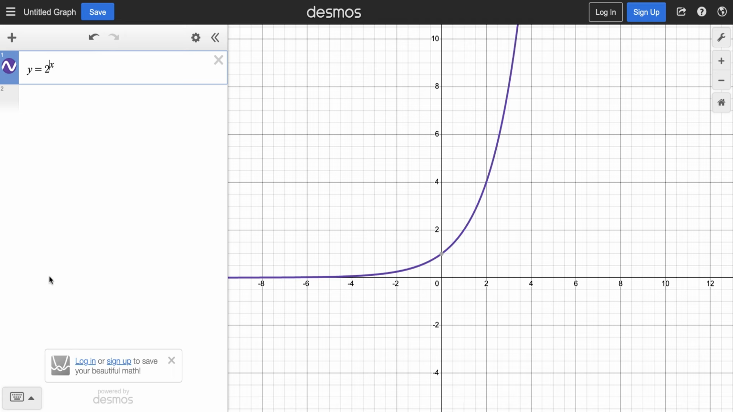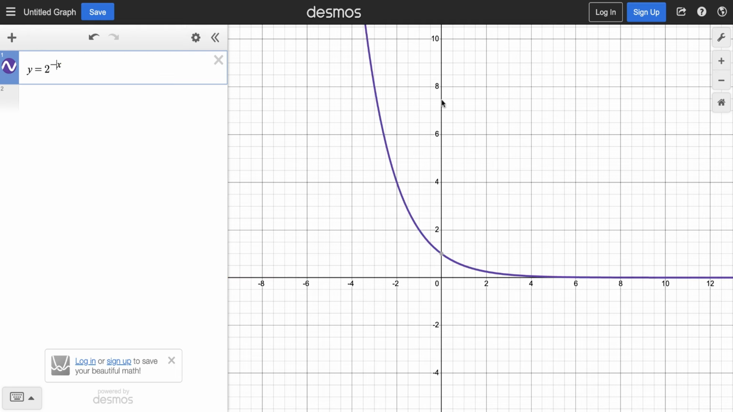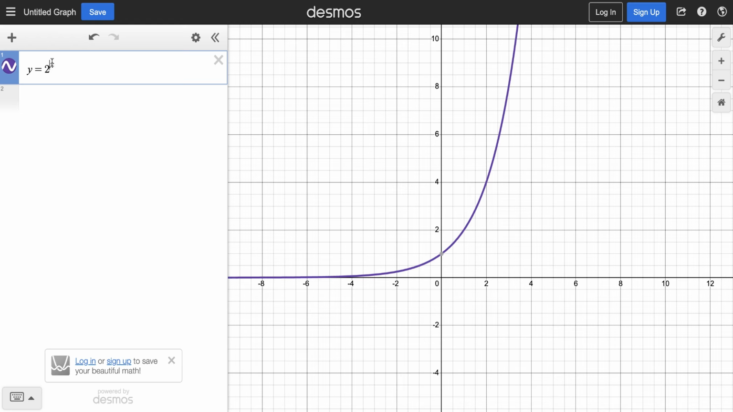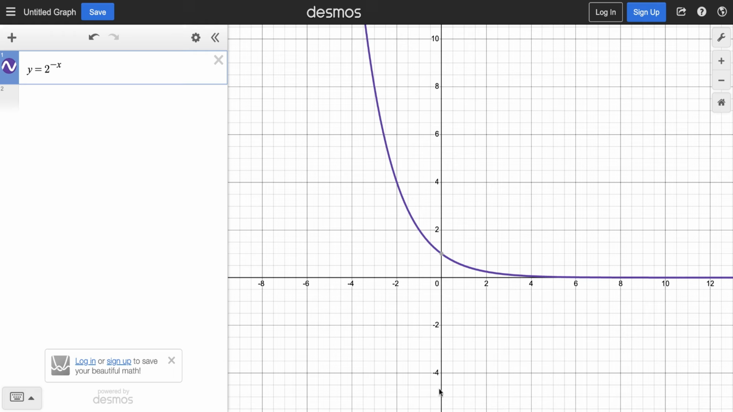The one other transformation you have to know is that if you place a negative here, it's going to flip it around the y-axis. Let me just show you an instant replay of that. Put a negative basically next to this x, it's going to flip it across the y-axis.